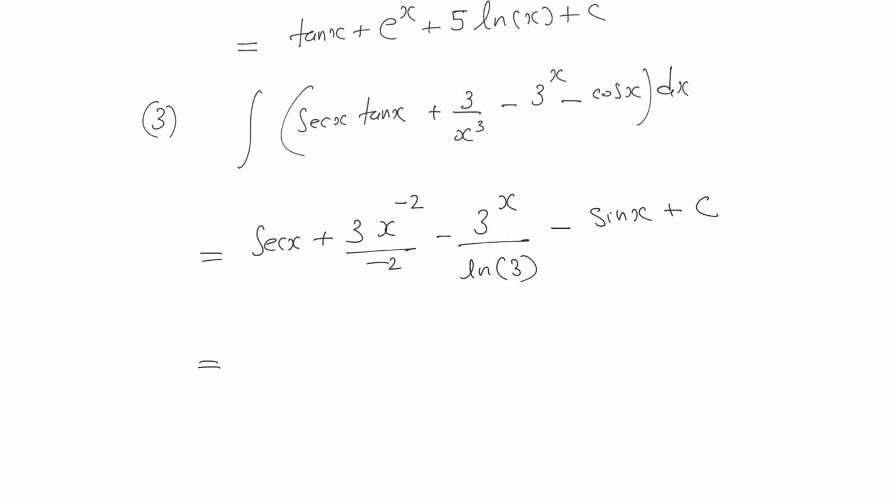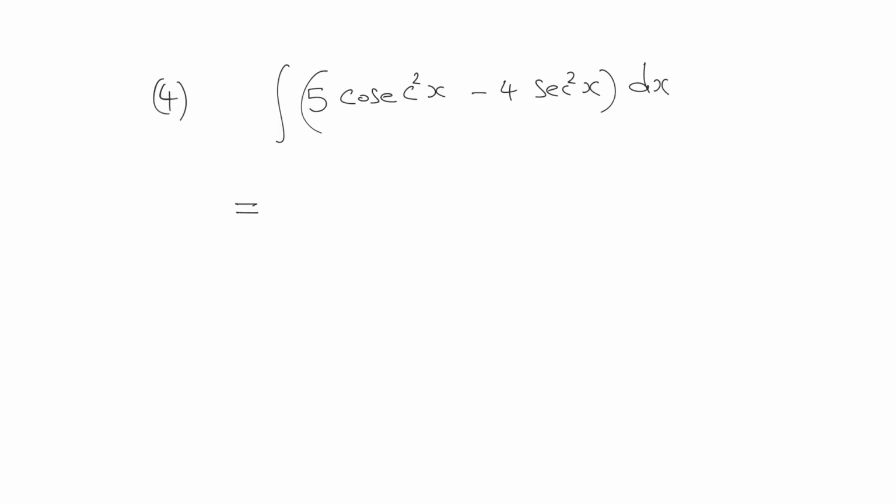So if you want, we can rearrange this equation, that is sec x minus 3 divided by 2 x square, minus 3 raised to x divided by ln of 3, minus sin x, plus constant of integration c. Take one more example.